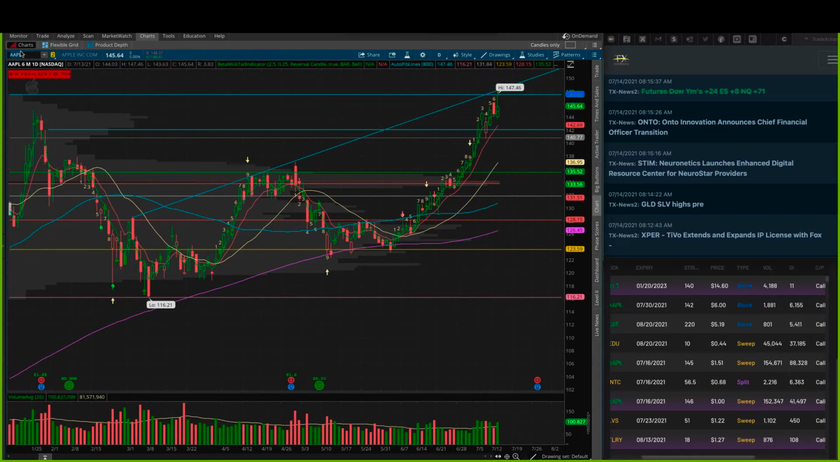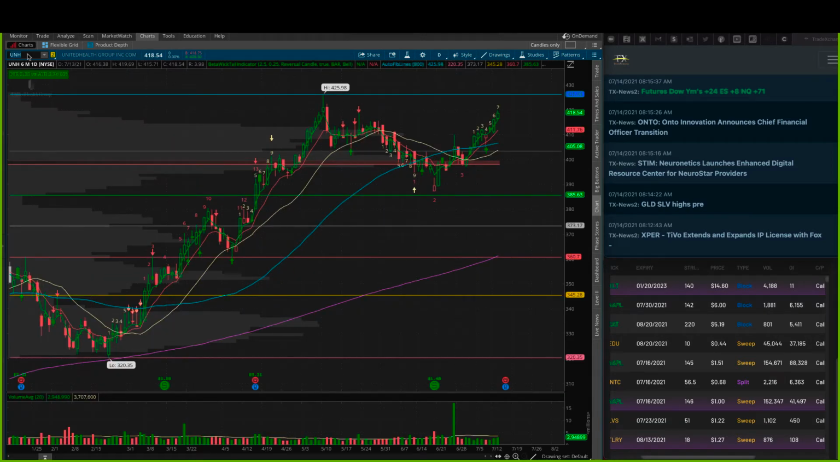Okay, so Apple, I'm looking at the Apple 150s, and again, that would be as a day trade. It's funny, I actually wrote down Apple twice on my chart. Please don't ask me why, I don't know. And UNH from yesterday is going to stay here on the list.